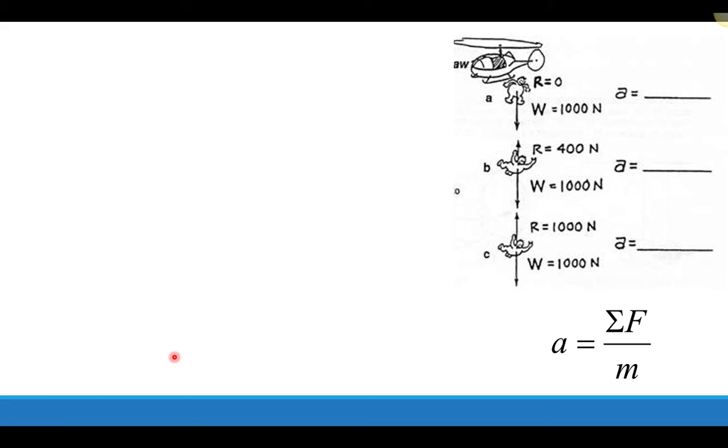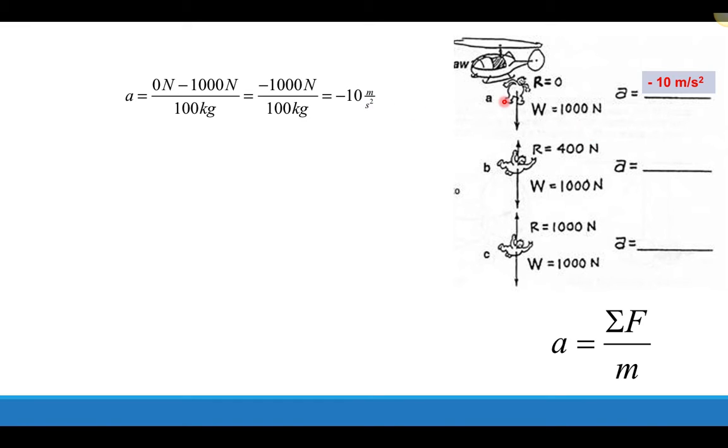All right, so here we go. So Bronco jumps out. He has a mass of 100 kilograms, which means he has a weight of 10 times that, 1,000 newtons. His air resistance is 0. So the acceleration is the net force. I have an upward force of 0, a downward force from the force of gravity of 1,000, divided by the mass, net force over mass, and I get an acceleration of -10, or negative g, when he jumps out.